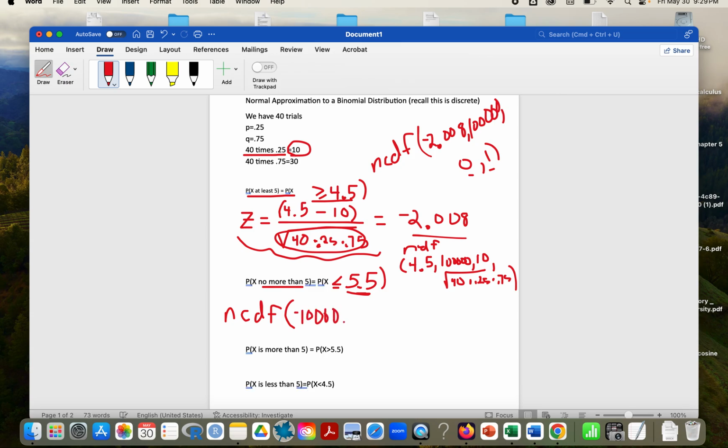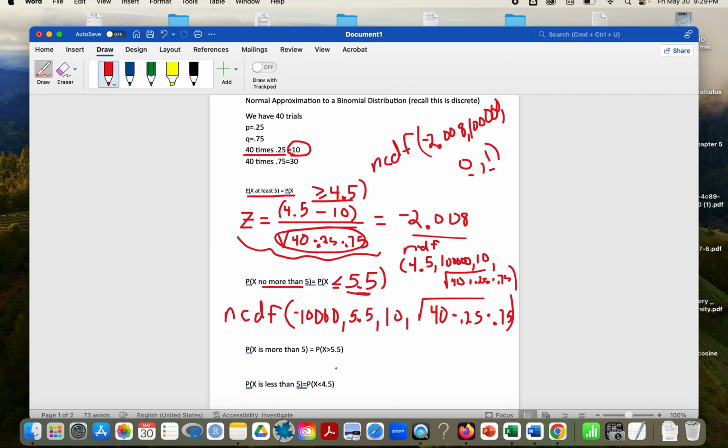So we're going to put negative 10,000. And then we're going to go up to 5.5. And then we're going to put our mean of 10 in. And then we're going to put our standard deviation, again, of the square root of 40, and then times 0.25, and then times 0.75. And it's going to be a little bit more than 2% is what your result will be.